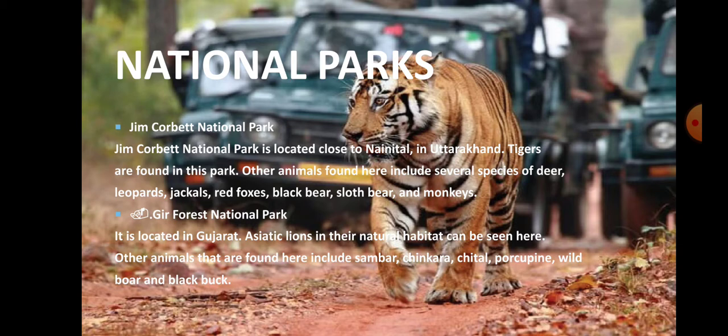Okay, so the other animals you can also find are sambar, chinkara, chital, porcupine, wild boar, and blackbuck. These are the other animals that you can find in Gujarat, which is the place where it is located, and the park name is Gir Forest National Park.